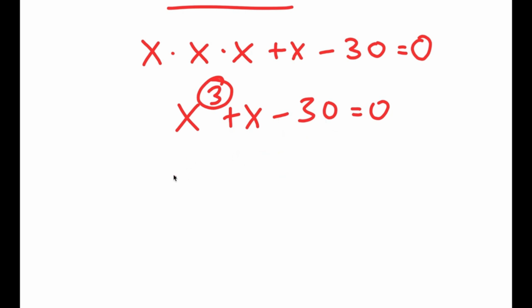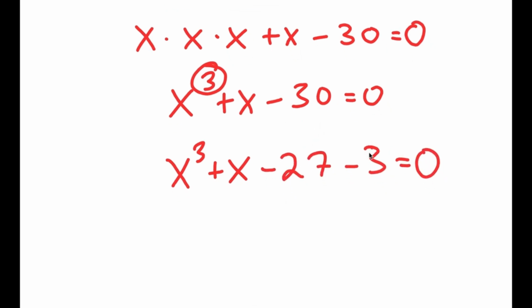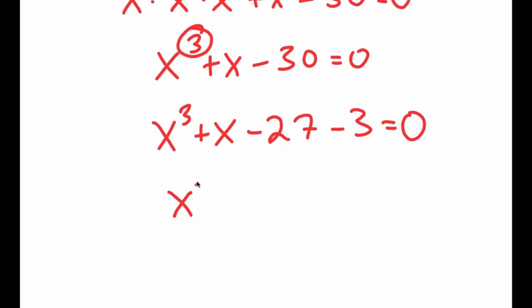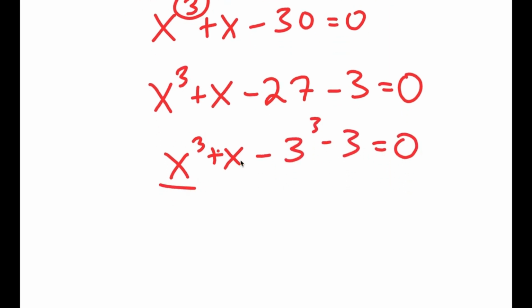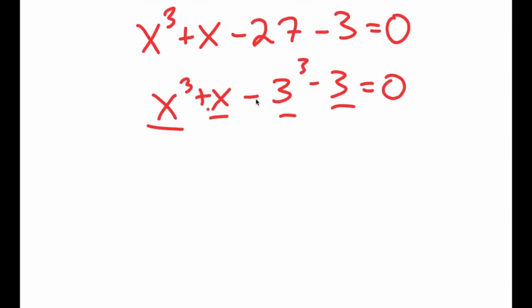So to actually solve this, what I'm going to do is rewrite negative 30 as negative 27 minus 3. And the reason I did this is because 27 is the same thing as 3 to the power of 3. And notice how we have something to the power of 3 plus that same number and another something to the power of 3 minus that same number. So now I'm going to group the two powers of 3's. So I get x to the power of 3 minus 3 to the power of 3, plus I'm going to group the powers of 1, so plus x minus 3.